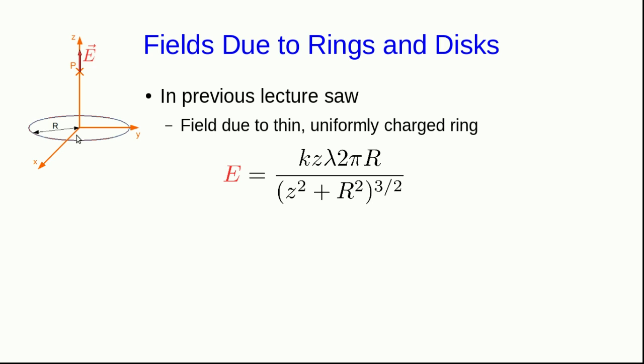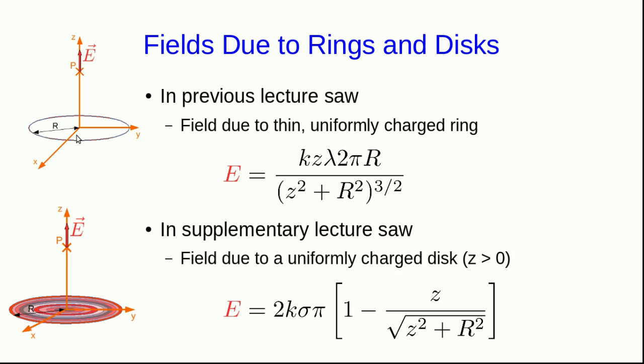And if, by the time you see this, I have got a supplementary lecture built, then you will have seen the field due to a uniformly charged disk. And the reason I've colored it this way in the picture is that we find this field by thinking of the disk as a set of nested rings. And so we're able to use the ring expression to get the disk expression.